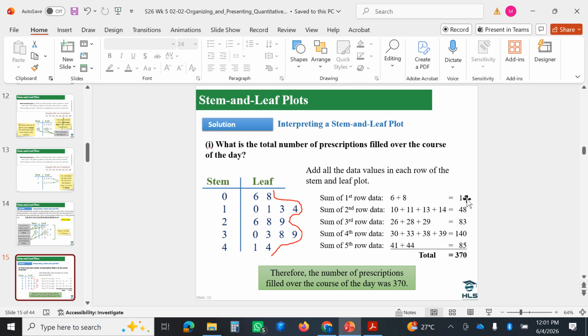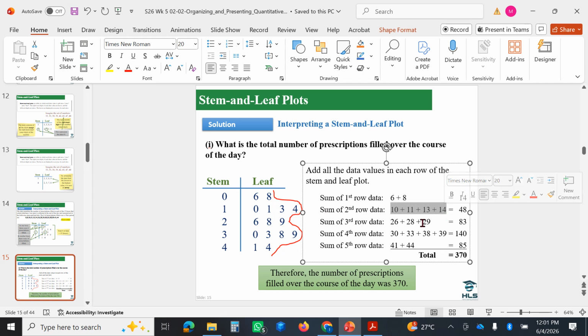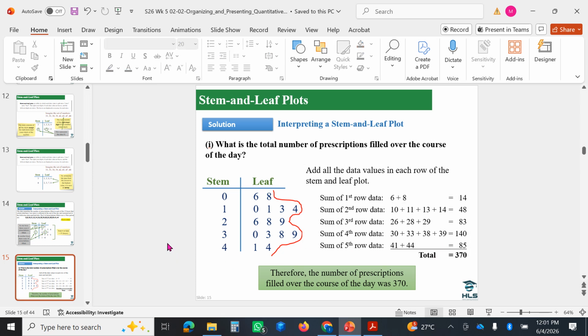Here, 6 plus 8 is 14. 10 plus 11 plus 13 plus 14, add them all up, 370 prescriptions per day. Now, other hours were busier than others. In this particular hour, we only sold 6 prescriptions. In this particular hour, only 8.